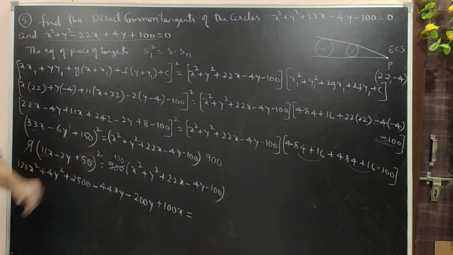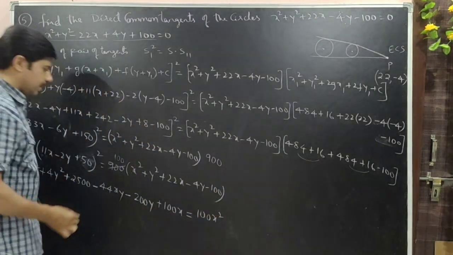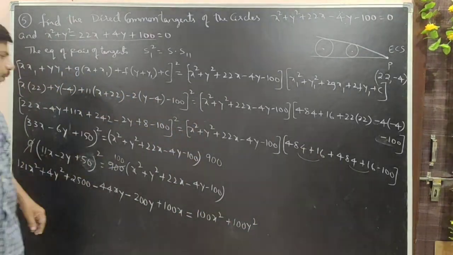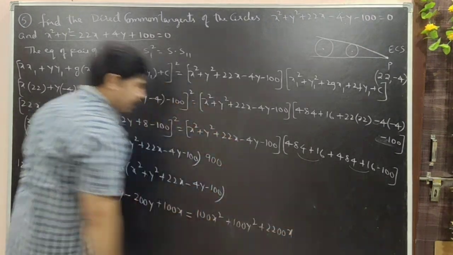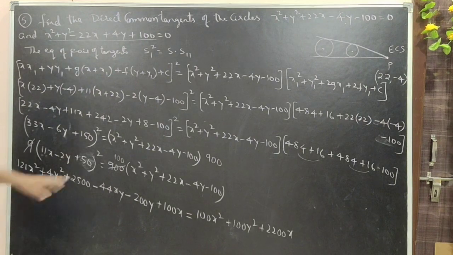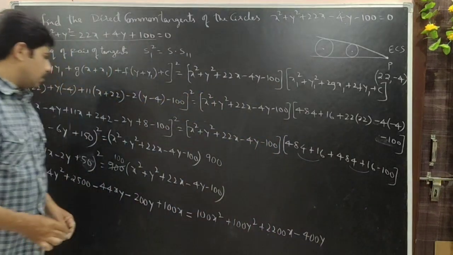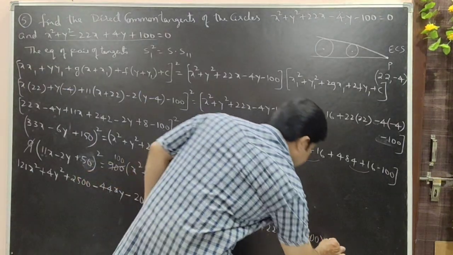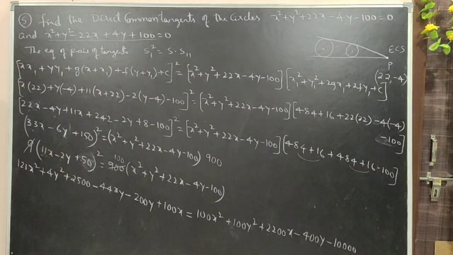now this whole thing we have to multiply with 100. So that is nothing but 100x square plus 100y square. Then 100 into 22 is 2200x minus 400y minus 400y, okay, minus 400y and minus 100 into 100 is 10,000, minus 10,000. So we multiply this. Now what we do is we'll simplify this.